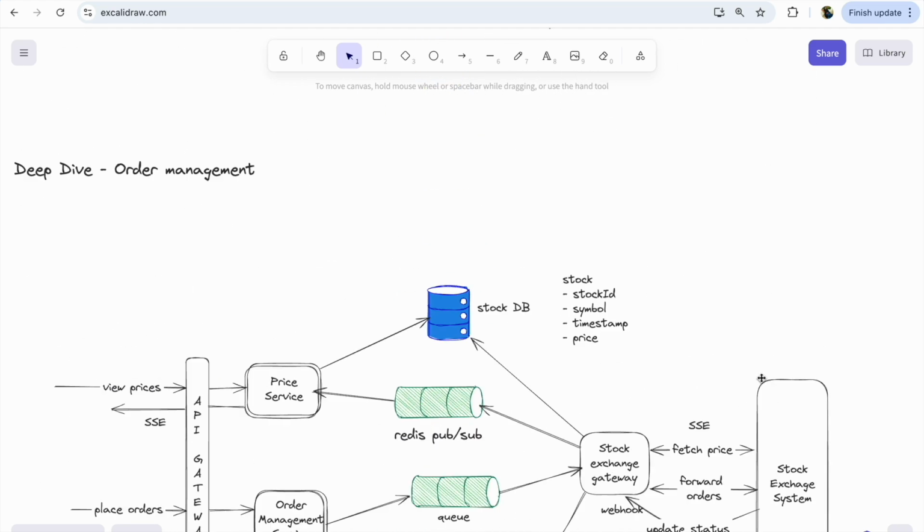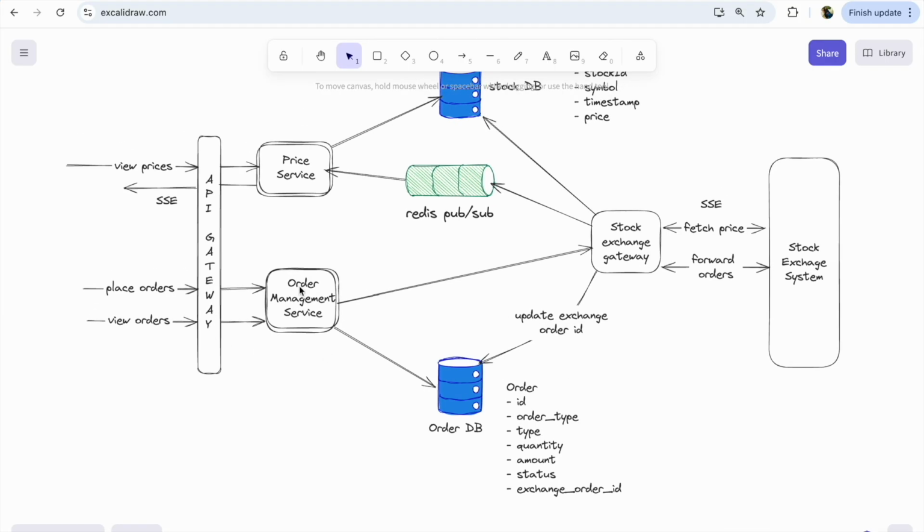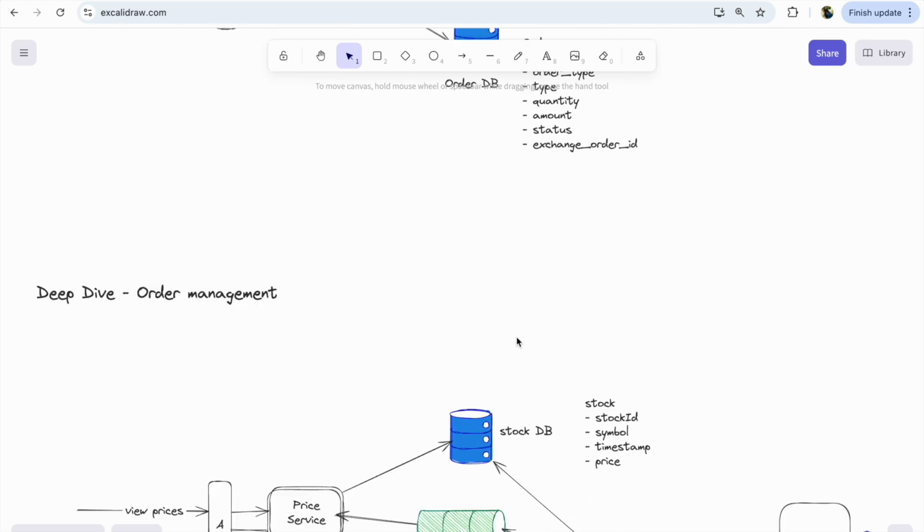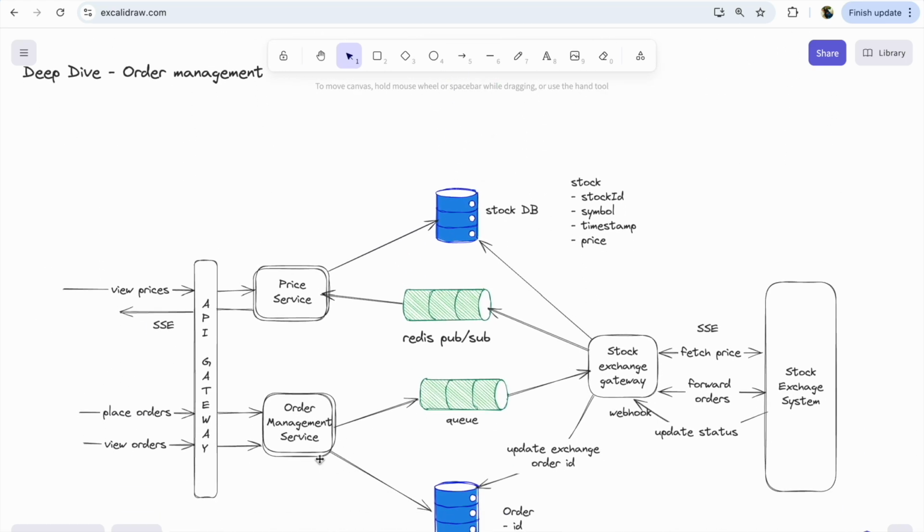Now, what can happen is, let's say this stock trading app is getting lots of orders, and of course the stock exchange system will have its own rate limiters and all, right? So these two can't scale together. So we need some kind of buffering between these two, from the order management service to the stock exchange gateway. We'll add one queue here. So the orders will be pushed into this queue, and the stock exchange gateway will read from this queue and push it to the stock exchange system.